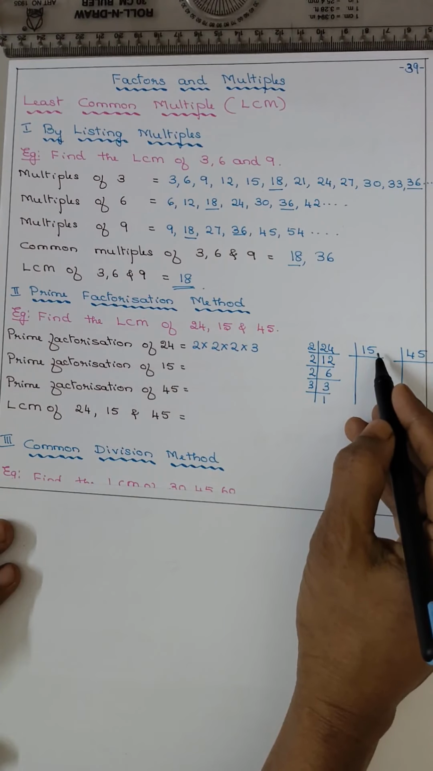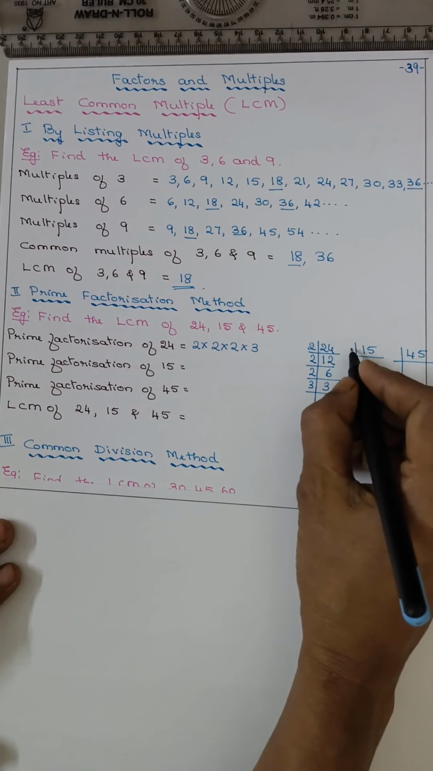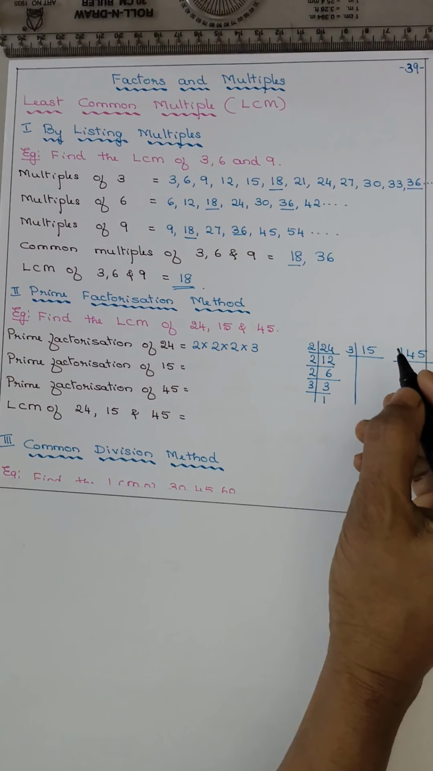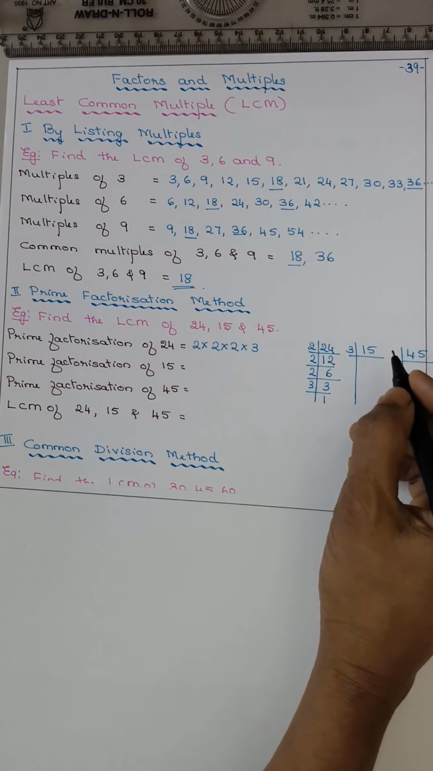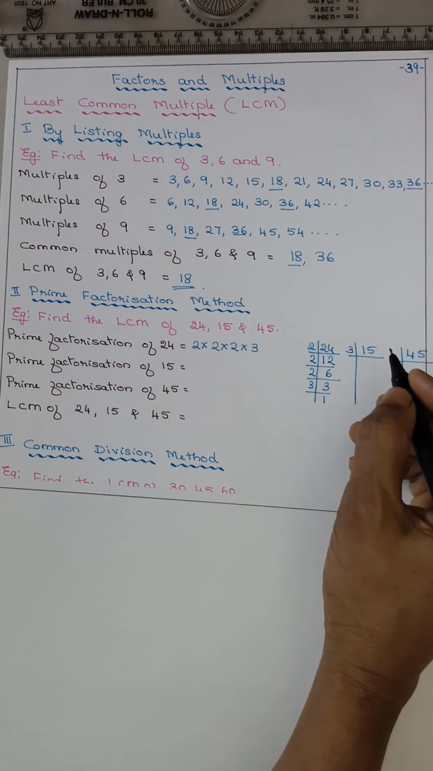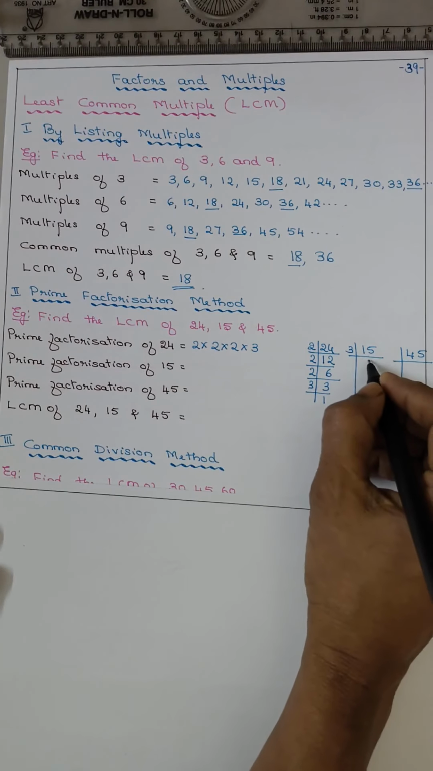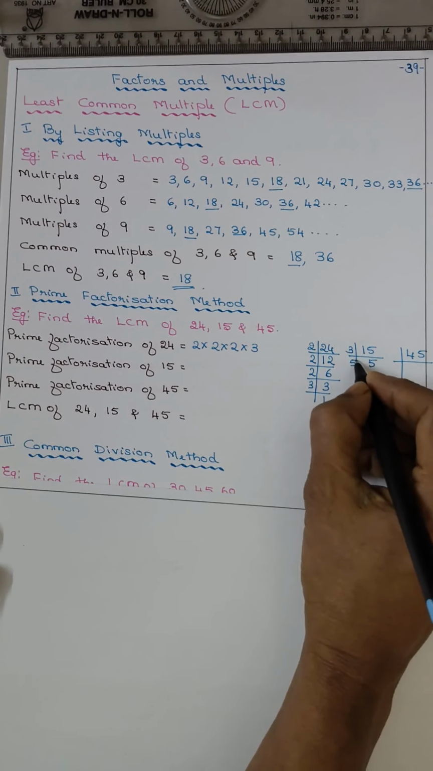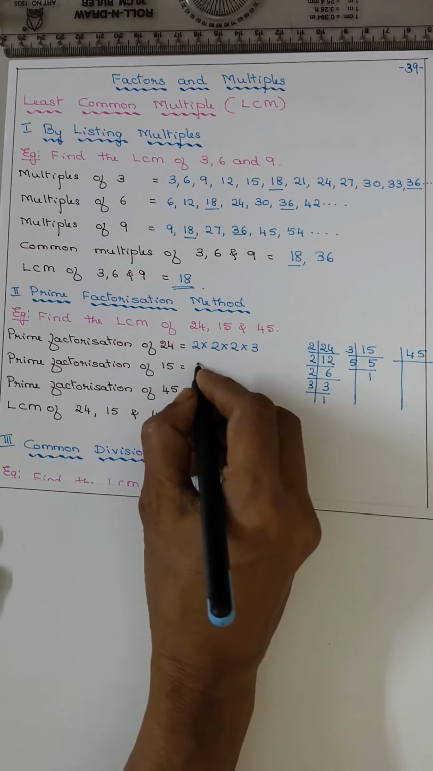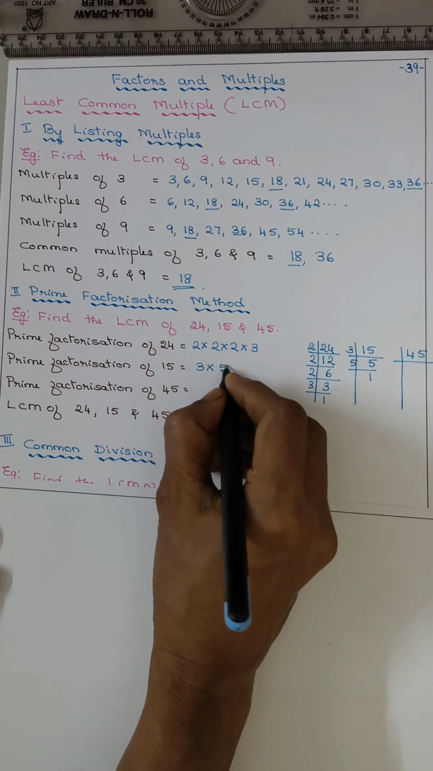Now 15 is not divisible by 2, so 3. याद है ना, prime factorization means divide by the prime numbers. So start from 2, 3, 5, 7, 11 like that. So 3 5s are 15, 5 1s are 5. So it is 3 and 5.